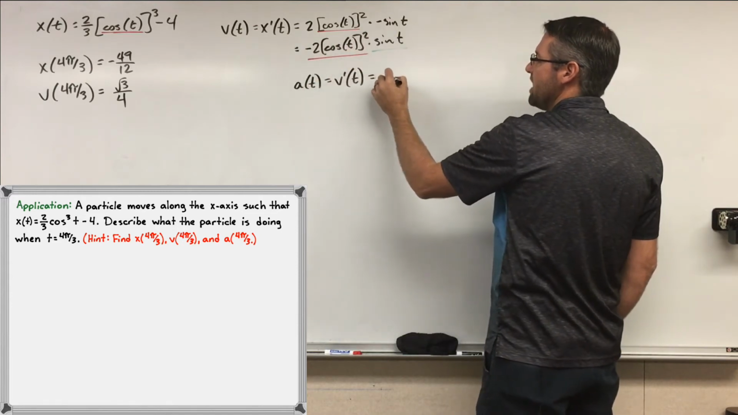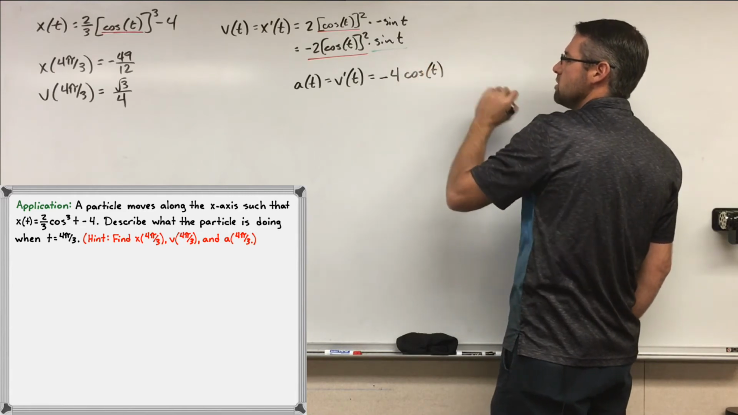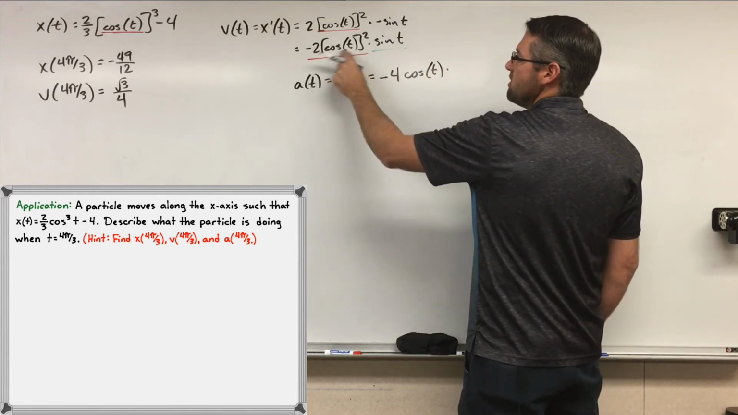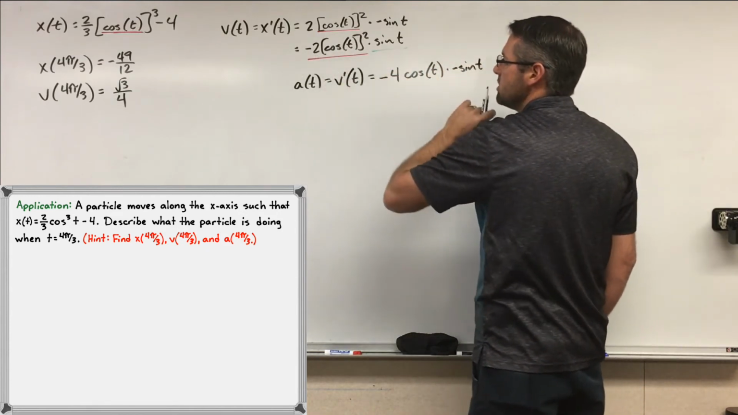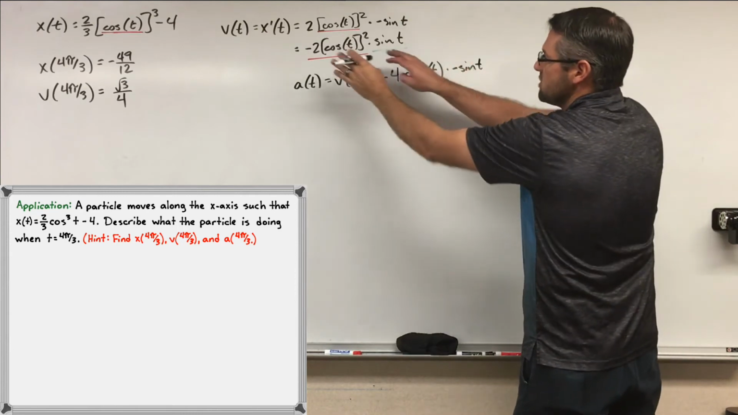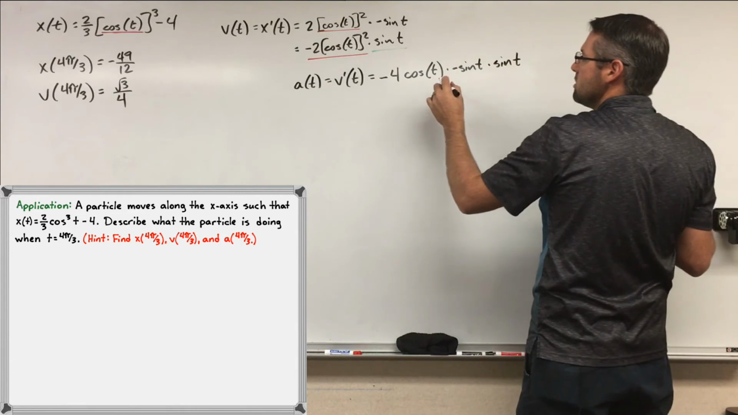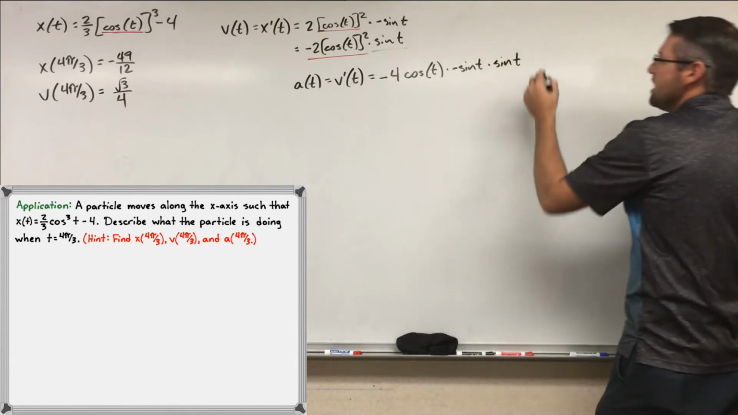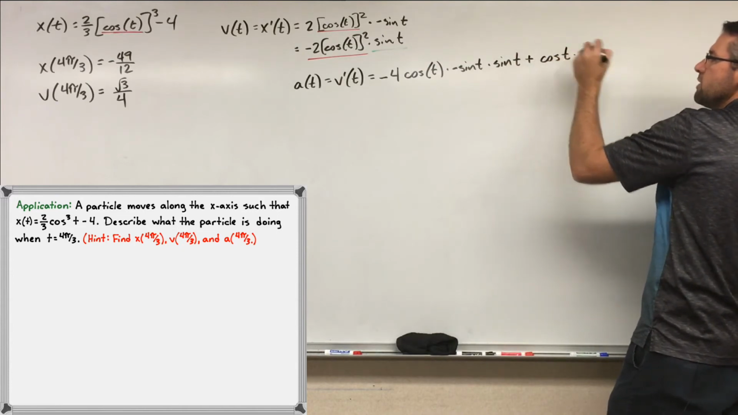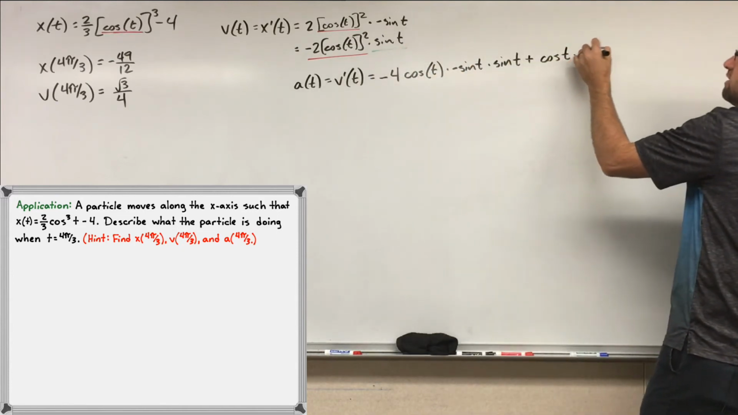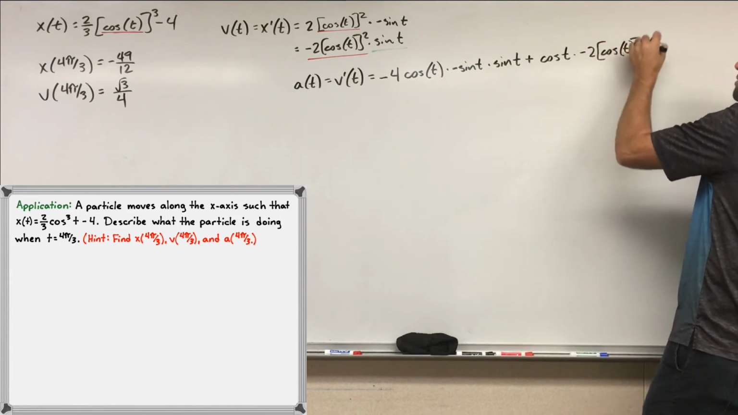The derivative of that would be negative 4 something to the first, then times the derivative of the something, so times negative sine of t. That's the derivative of the cosine of t. So that is the derivative of the first thing, then times the second thing, so times sine of t, and then plus the derivative of the second thing, which is cosine of t, times the first thing, which is negative 2 cosine of t squared.